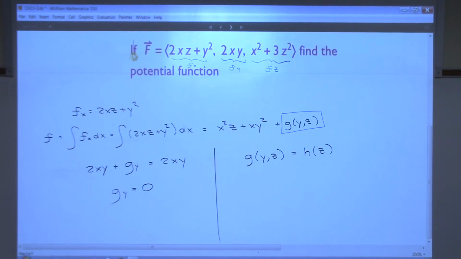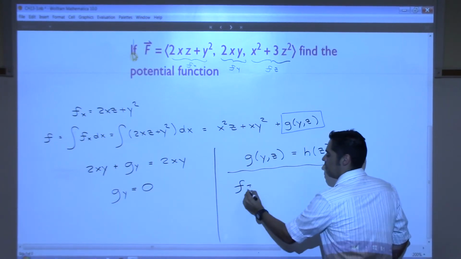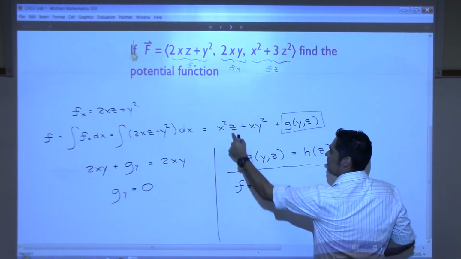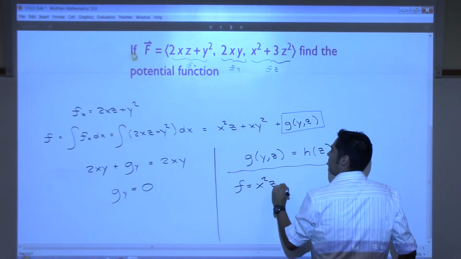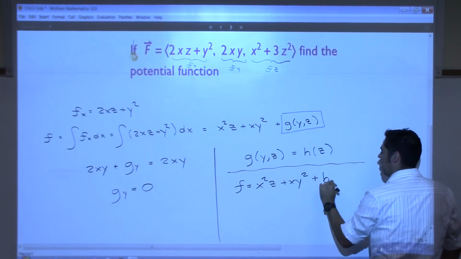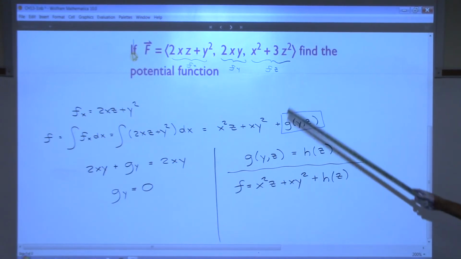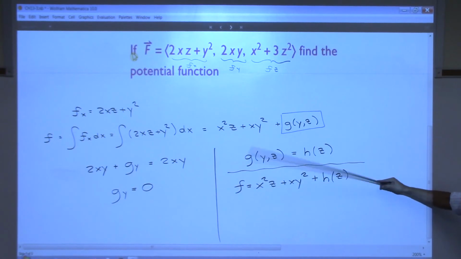Okay? Let me summarize where we are so far. I know that f turns out to be this plus this, but I know for sure now that that could, at the worst, have z's only. And maybe numbers, 5 or something. Pi. Just can't have any y's. Now what? Use the last thing you know, right? This is the last thing you know. If I take the derivative of this with respect to z, I should get this.